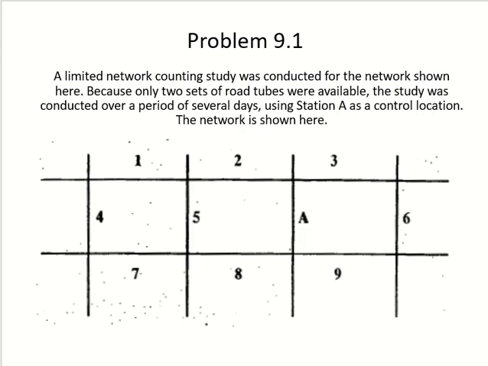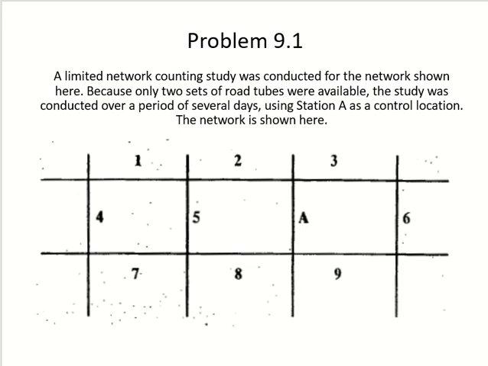We have another example, and now you can see the network is bigger. It has 10 points. Again, one of the points is A, and the remaining are numbered from 1 to 9. A is control. The remaining are what? Coverage. So 1 to 9 are coverage.